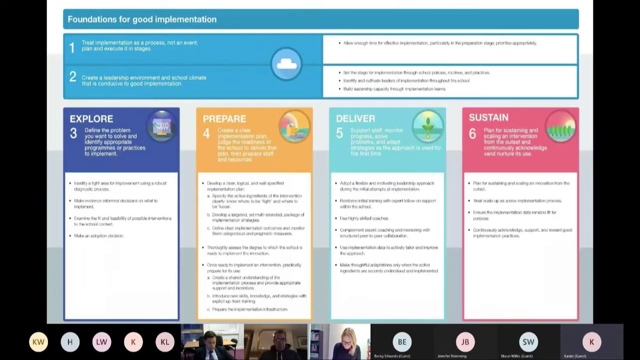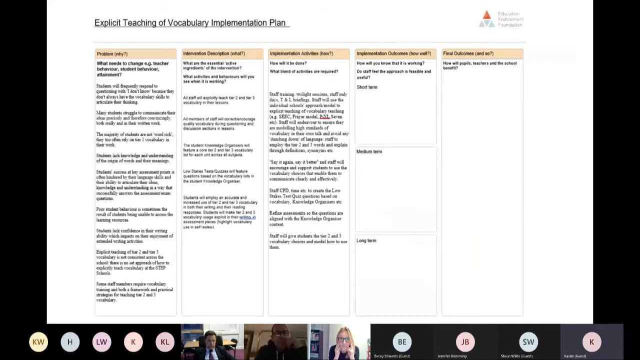Now, we found that EEF has given a really good balance actually between research evidence and how it can be practically applied in the classroom. And we did use their paper around good implementation to plan and monitor the focus on vocabulary. And here's an example of it. If you've not looked at it, I really do commend it, because it quite nicely walks you through what an implementation process looks like from the start all the way through to the final outcomes, and prompts some really good conversations and reflections around that.